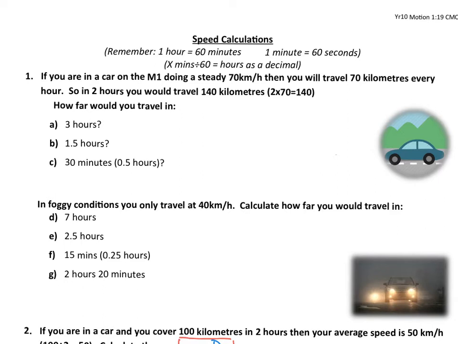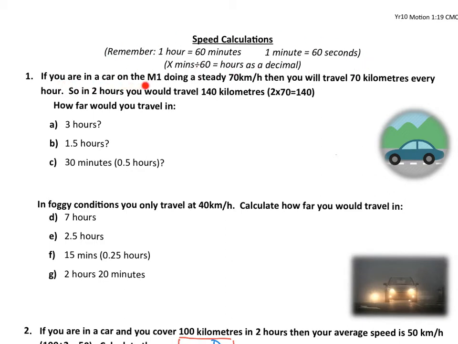It says, first of all, let's remember 1 hour is 60 minutes. Here we go, 1 minute is 60 seconds, and X minutes divided by 60 gives you the hours as a decimal. So just a basic maths of time.